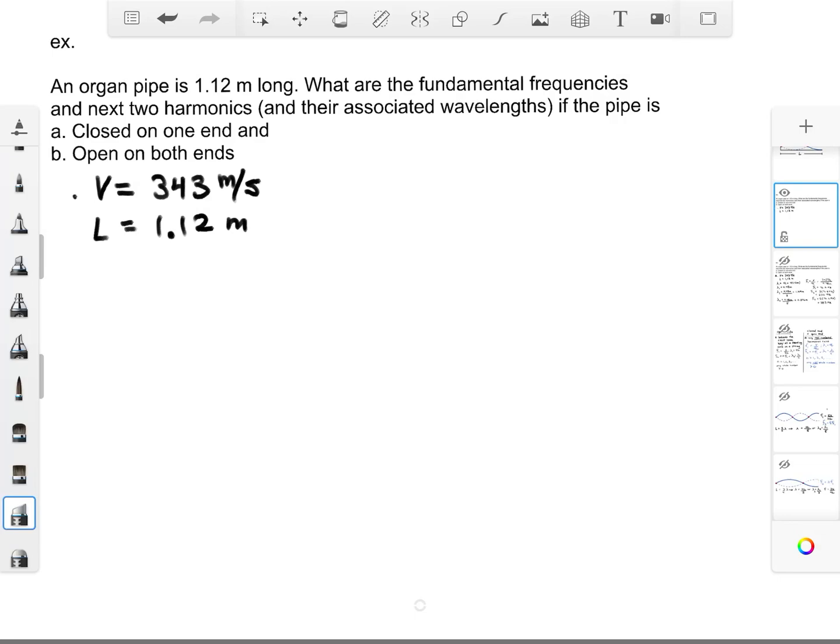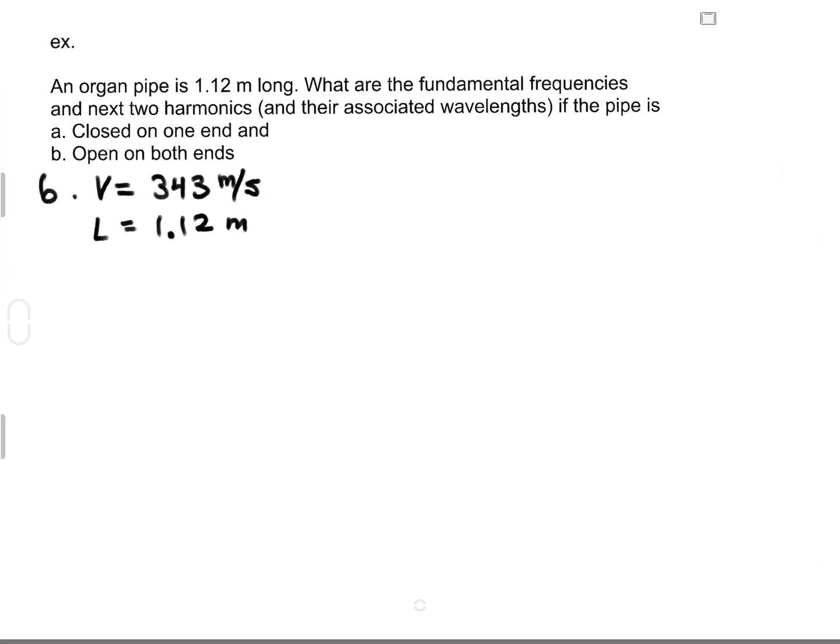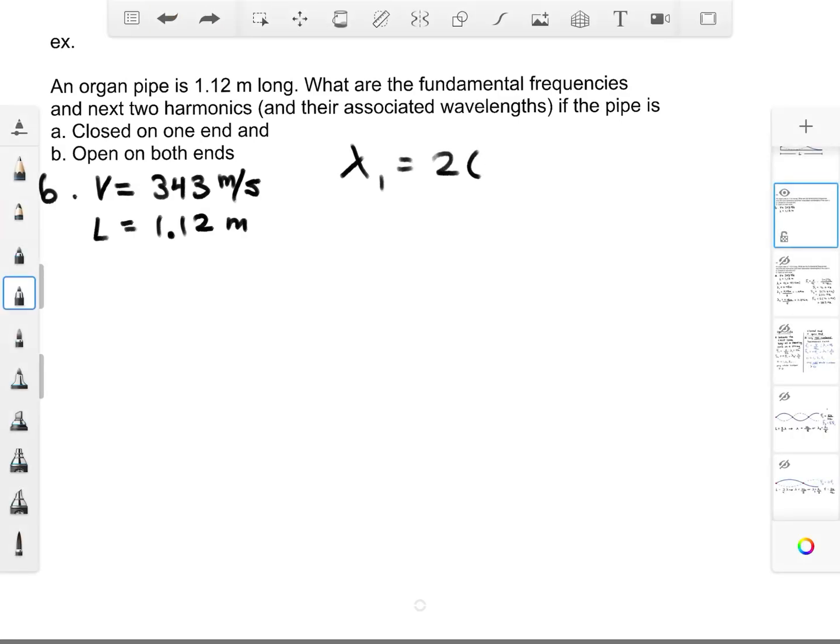Okay. Now, part B of this problem. Again, we got the same length, same speed, but now it's open on both ends. Now, when it's open on both ends, the original wavelength is going to be twice the length. So 2 times L, or 2 times 1.12, which is equal to 2.24 meters.